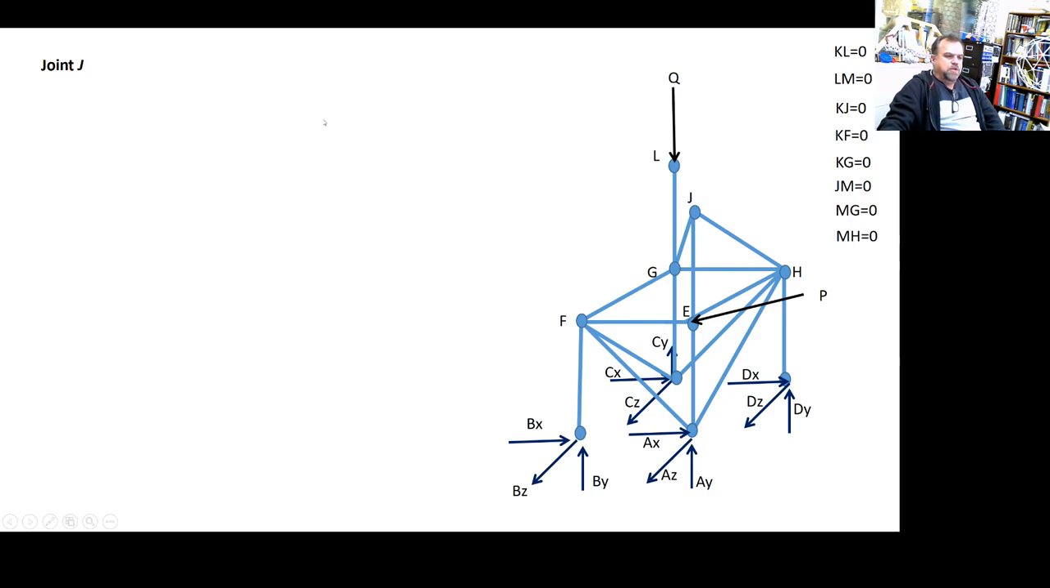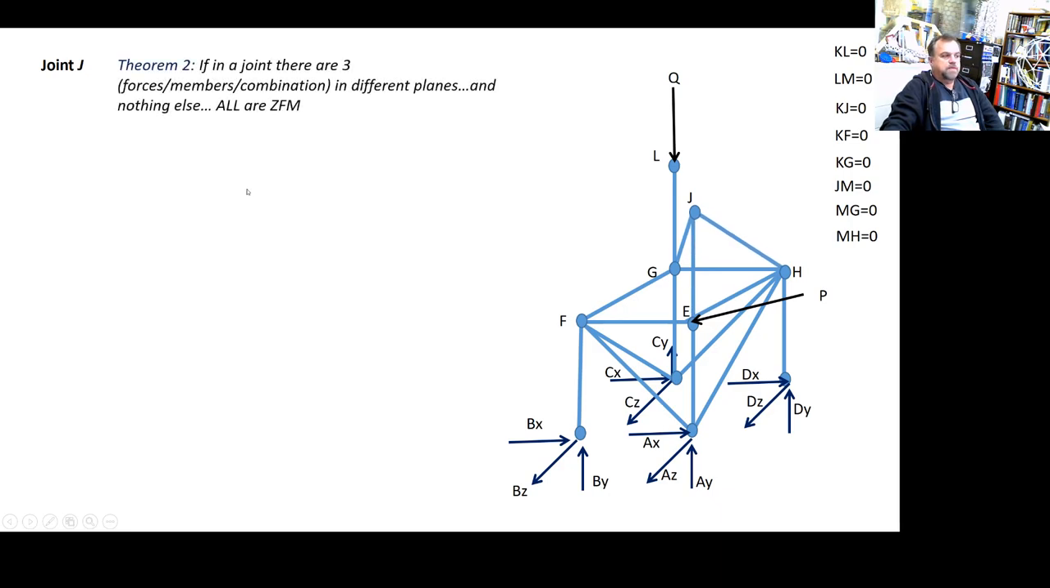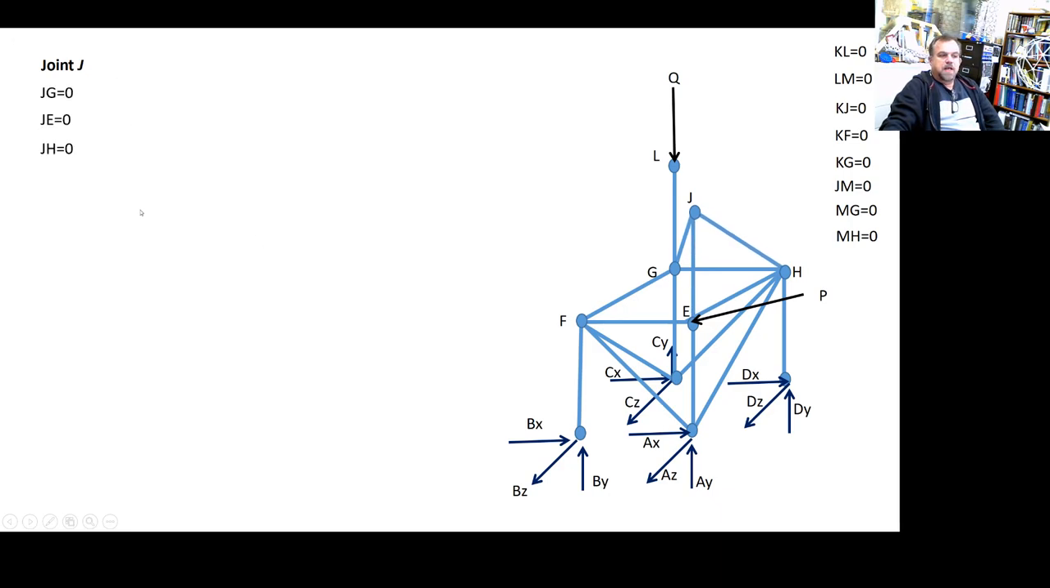Now, I switch to joint A. Does that look familiar? You apply the same rule and say, this is one plane, and this is sticking out of the plane. Or I can say there are three bars in that joint, not in the same plane. This is theorem number two. All of them should be zero force members, and you erase them from there.